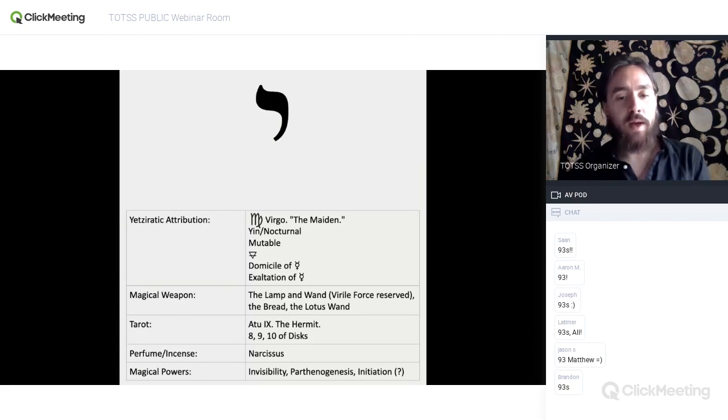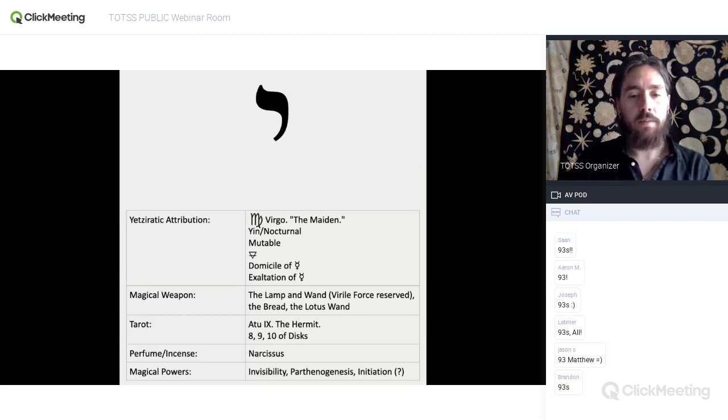All right, for our magical weapon, we have the lamp and wand. Now, lamp here is maybe not so much the lamp that would be on an altar, but more like a lantern. And so the lantern and wand are the weapons of the Hermit, which is the tarot card associated here, and we'll talk about that more. Crowley also glosses lamp and wand as virile force reserved.